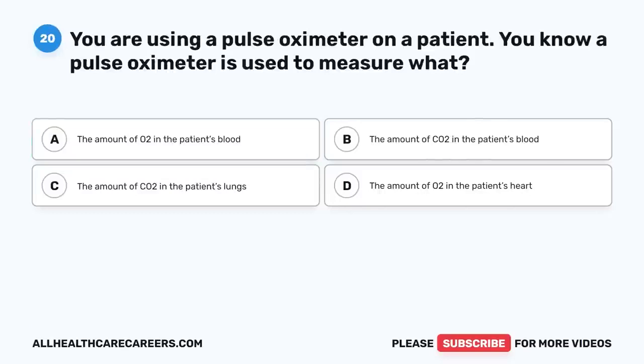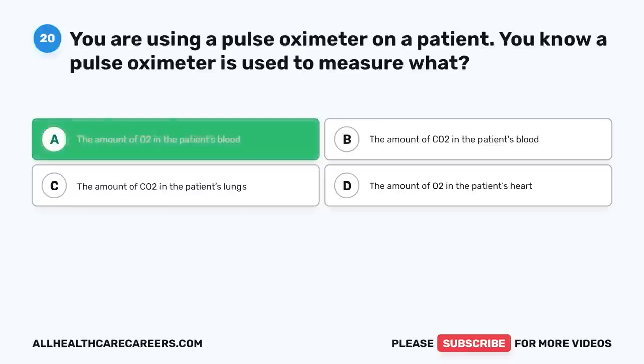Question 20. You are using a pulse oximeter on a patient. You know a pulse oximeter is used to measure what? A. The amount of O2 in the patient's blood. B. The amount of CO2 in the patient's blood. C. The amount of CO2 in the patient's lungs. D. The amount of O2 in the patient's heart. The correct answer is A.